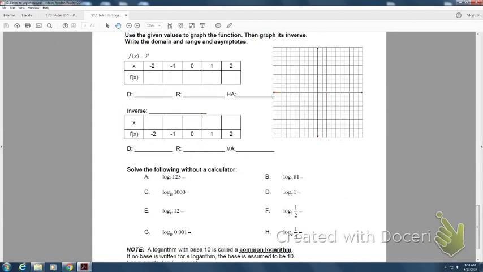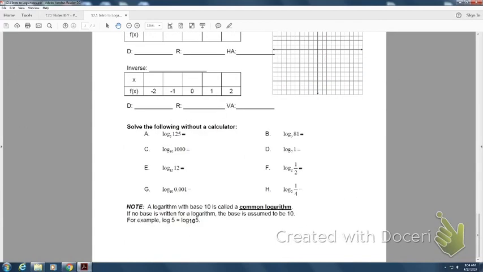All right, last little thing. At the beginning of class, I told you that the little LN button on the calculator, we're going to be using that, and I'm going to talk about that. But you do need to know this. A logarithm with a base 10 is called a common log. So if it's just log and there's no base, there's that understood 10 down there. For example, log 5 equals log base 10 of 5.